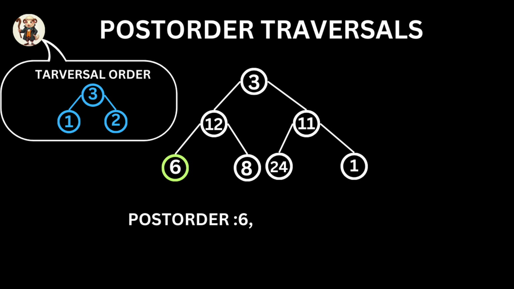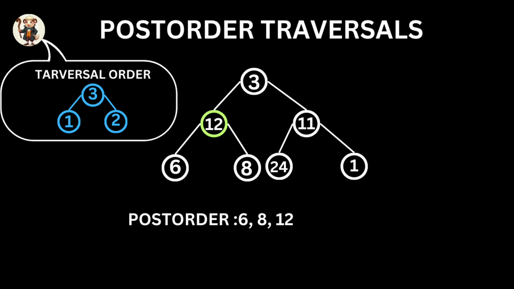Let's apply this to the same tree we've been using to illustrate the differences clearly. Just like in in-order traversal, we start from the leftmost node, which is 6. However, instead of moving up to the root next, we first go to the right node, which is 8. After visiting 8, we then move up to their root, which is 12. This completes the traversal of the subtree rooted at 12.